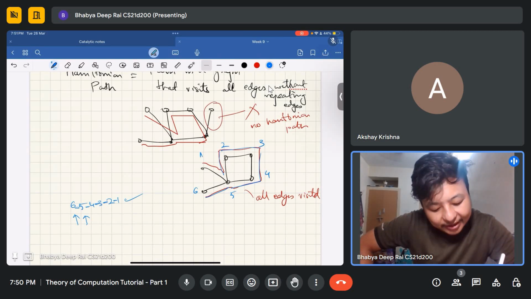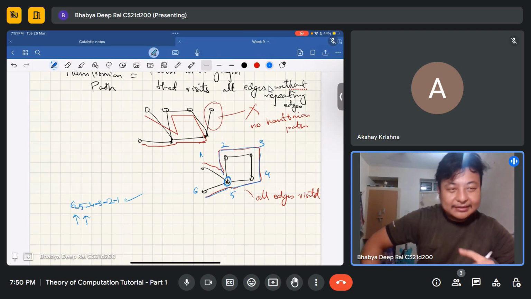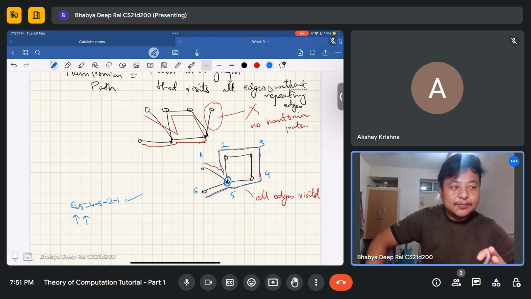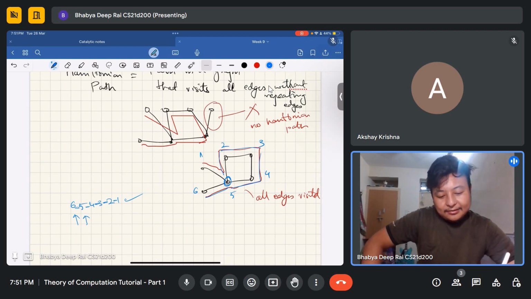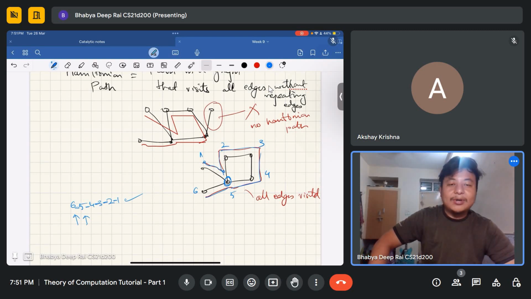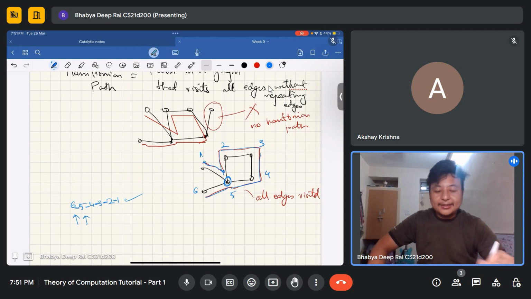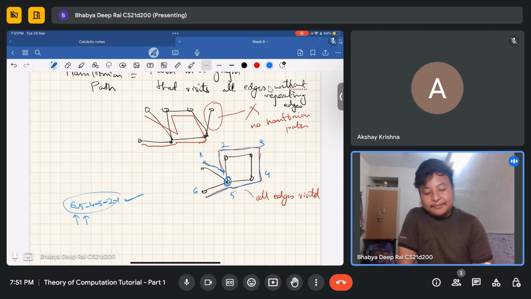Okay. So yeah, I agree that 5 is repeated, but this is allowed in Hamiltonian paths. Then we reach 1. And yeah, this is still valid. 6 5 4 3 2 1 is also valid. Okay. So this is what you will tell me.